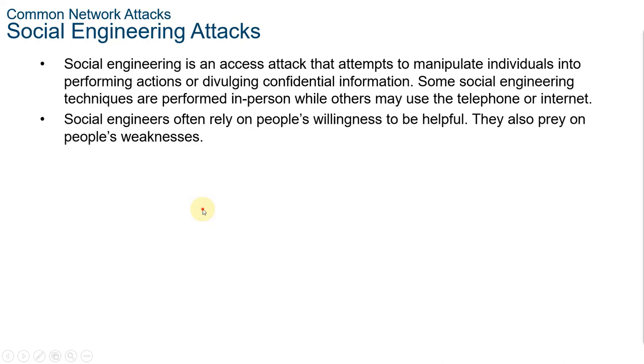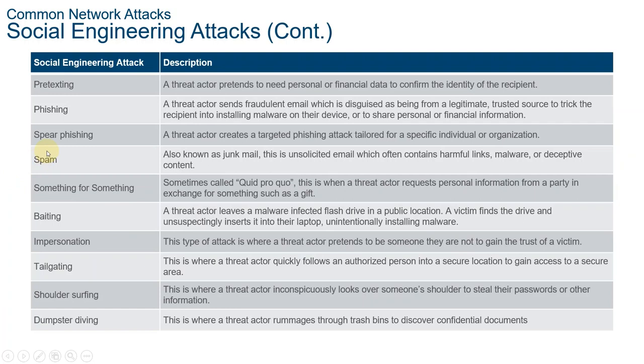Now, information about social engineering techniques is shown in this table. This includes pretexting, where a threat actor pretends to need personal or financial data to confirm the identity of the recipient. You also have phishing, where a threat actor sends a fraudulent email disguised as being from a legitimate, trusted source to trick the recipient into installing malware on their device or sharing personal or financial information. You also have spear phishing, where a threat actor creates a targeted phishing attack tailored for a specific individual or organization.